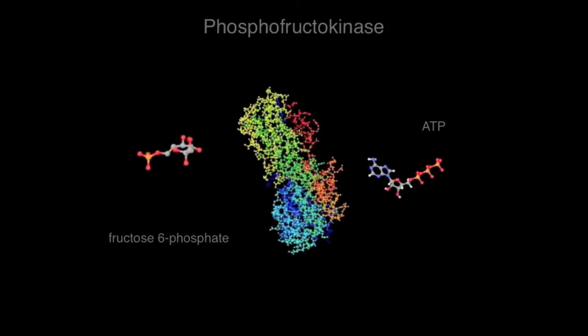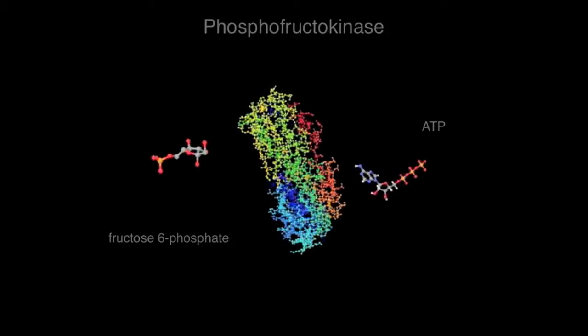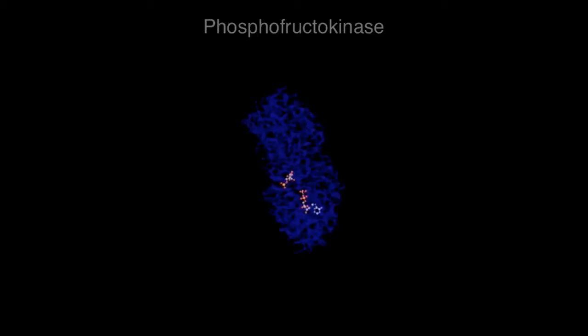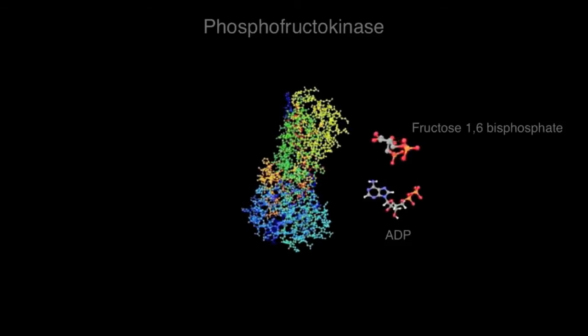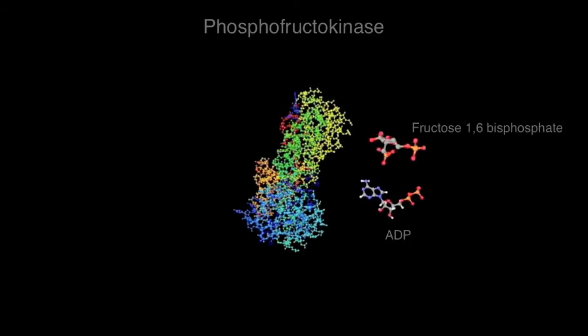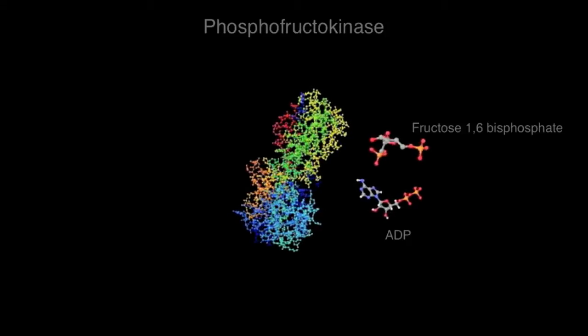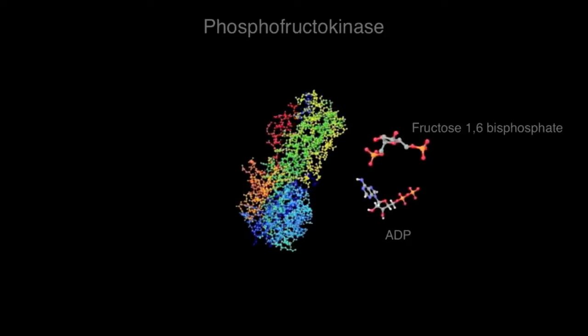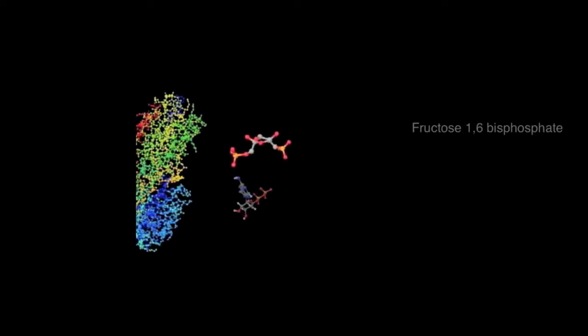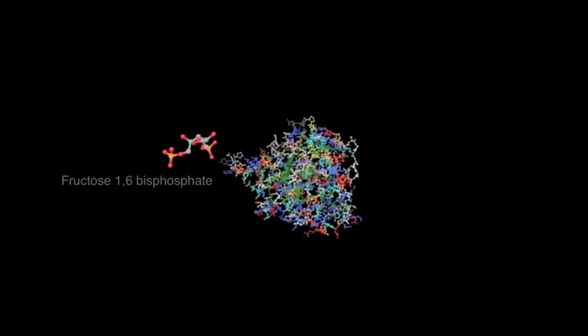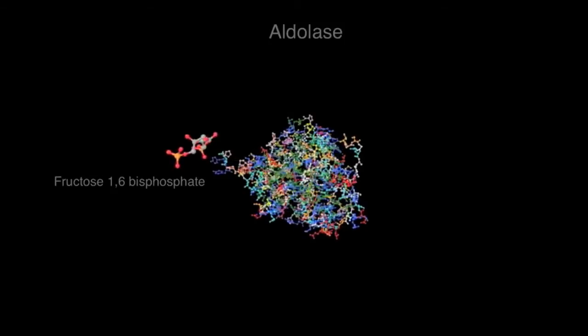Here's phosphofructokinase, next step, and it phosphorylates fructose 6-phosphate using ATP as a phosphate donor and produces fructose 1,6-bisphosphate and ADP. So we've invested 2 ATP molecules so far.